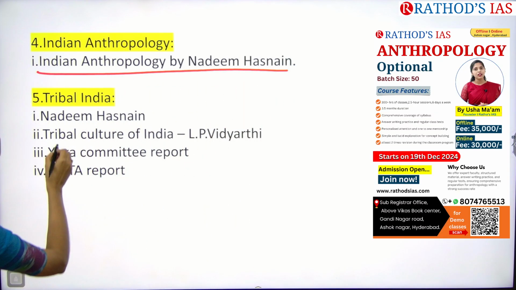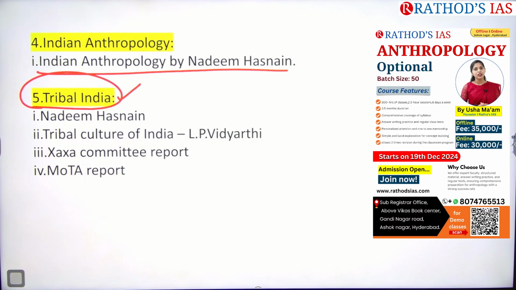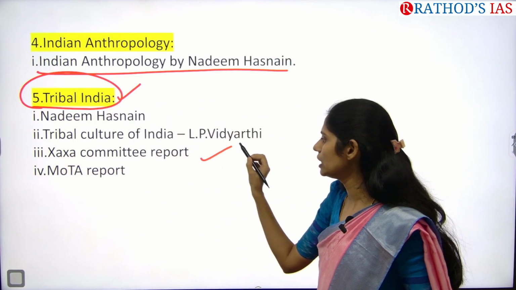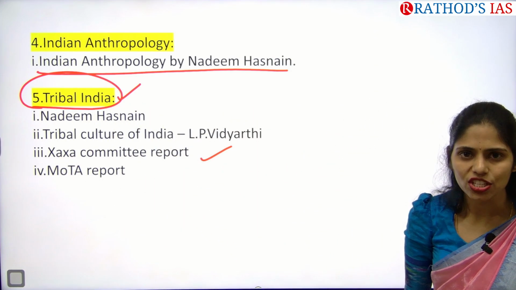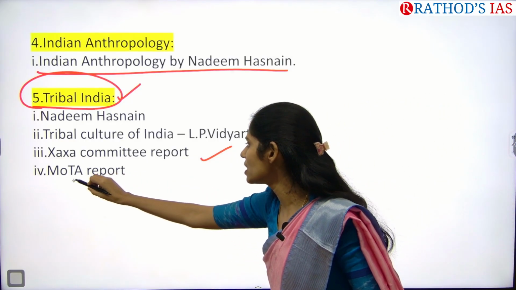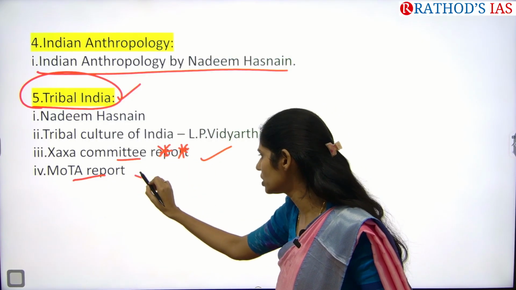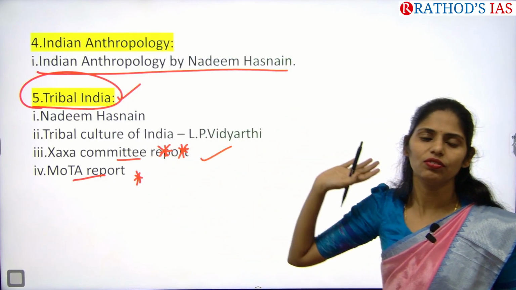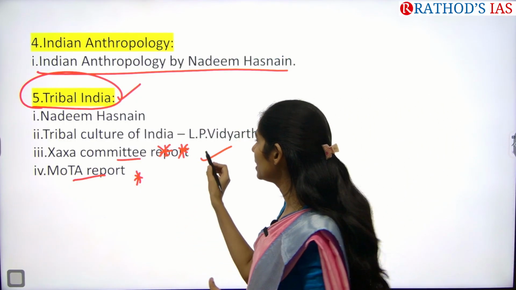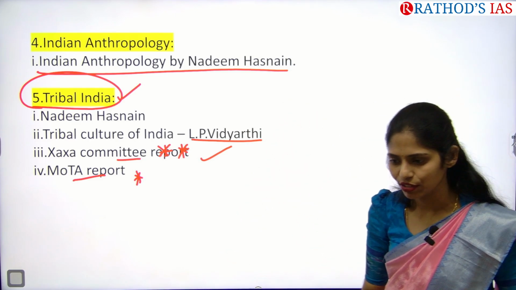And next one is tribal India. You have to be updated with current affairs regarding tribal India. For that, you have to see the Ministry of Tribal Affairs report, which is released at the end of every year, and the HLC committee report. These are very important reports that you have to see. Apart from that, we have good books like Tribal India by Nadeem Hasnain and Tribal Culture in India by L.P. Vidyarthi. These are the books that you have to refer.